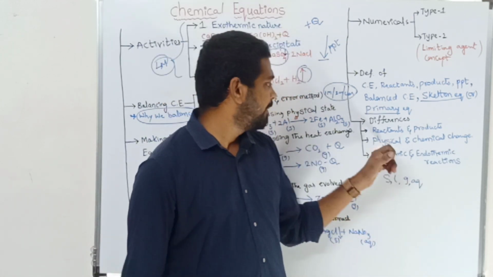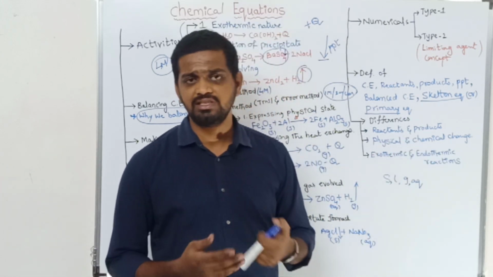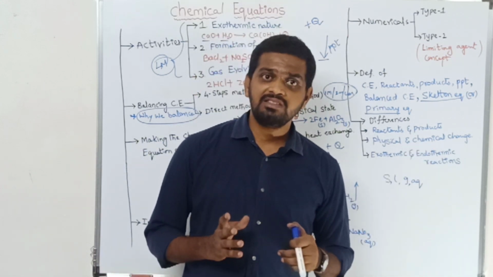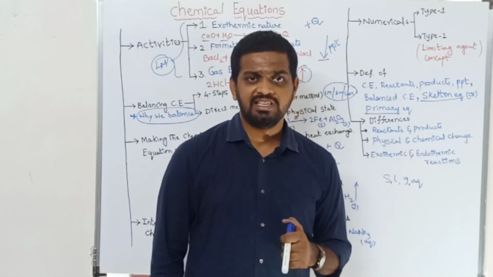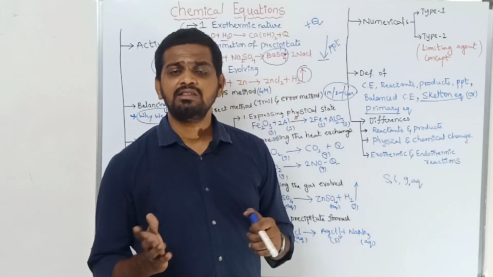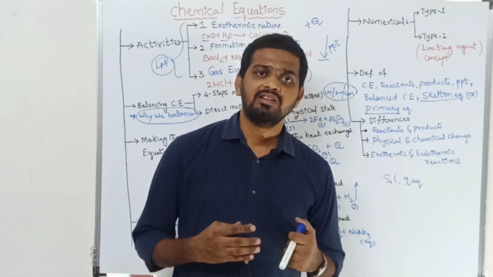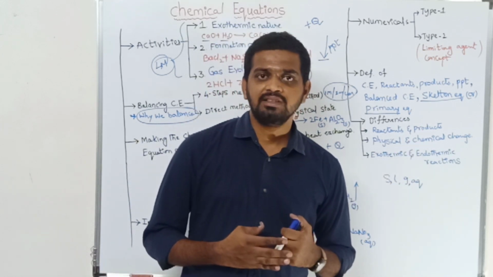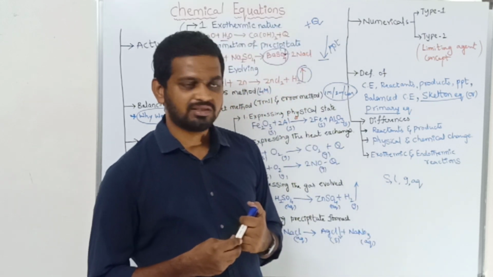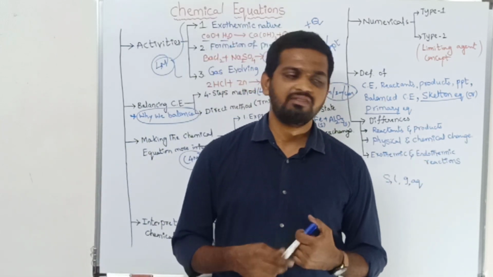Coming to the differences, reactants and products, already I explained. Physical change and chemical change. The change which is temporary is called a physical change. Coming to the chemical change, the change which is permanent is called a chemical change. Physical change is a reversible process, and chemical change is an irreversible process. In some equations you will get reversible processes also, but in the majority of cases you should consider a chemical change as an irreversible process.